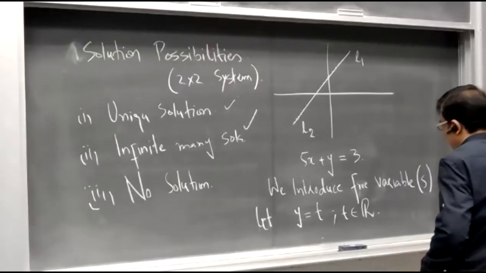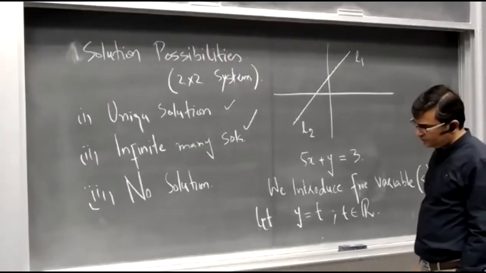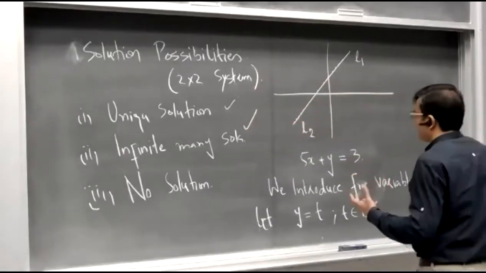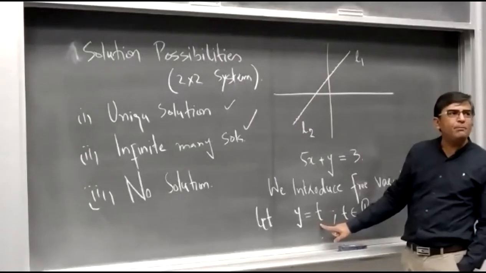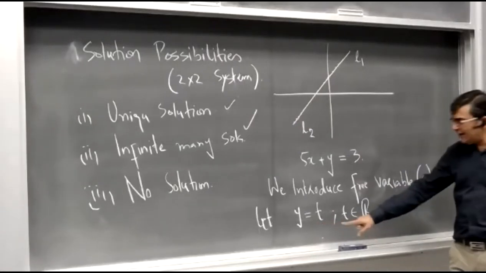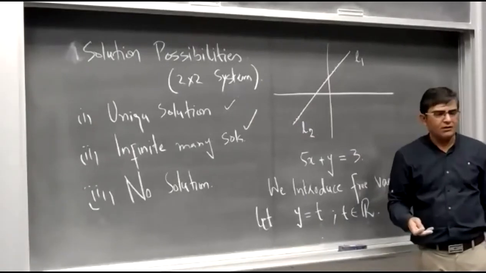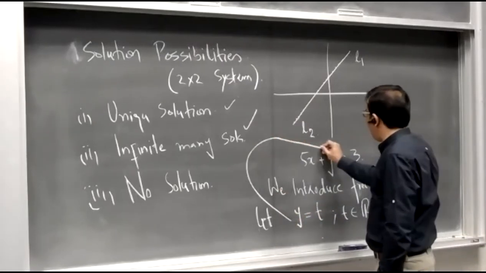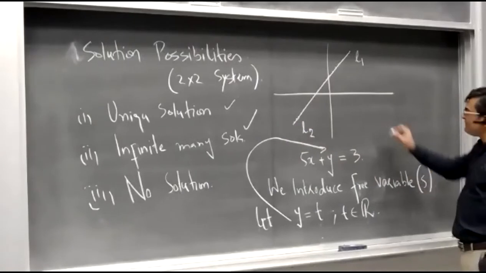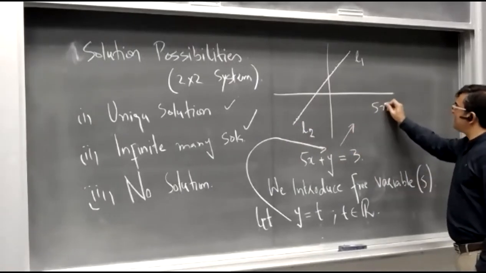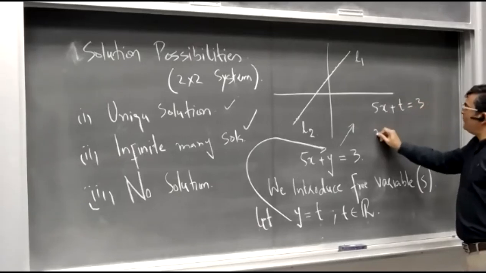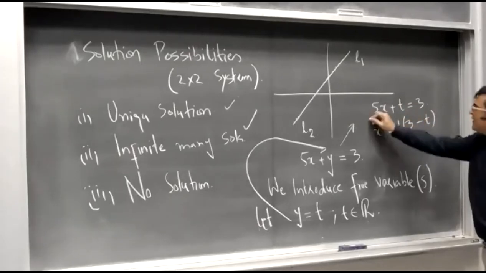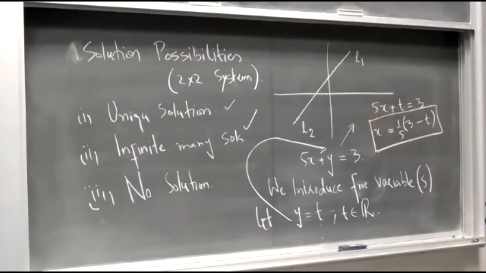Sir, do you mean like a parameter? Yes, a parameter. Okay? We assume that y has a value t, where t is some parameter which belongs to R. It can be any real number. Okay. Now, if we say that y is equal to t, then we insert back this value of y in this equation and try to find the value of x. So after inserting y is equal to t, we get 3 here. And what would be the value of x? It would be 3 minus t times 1 over 5.